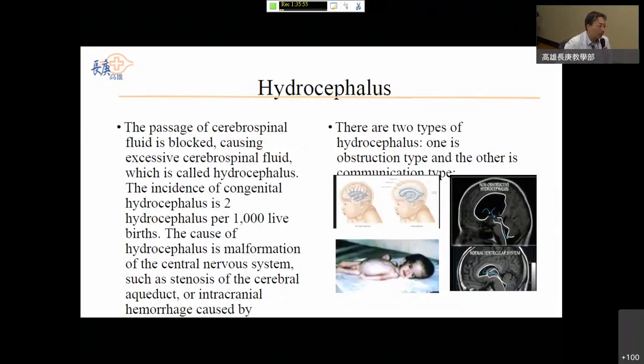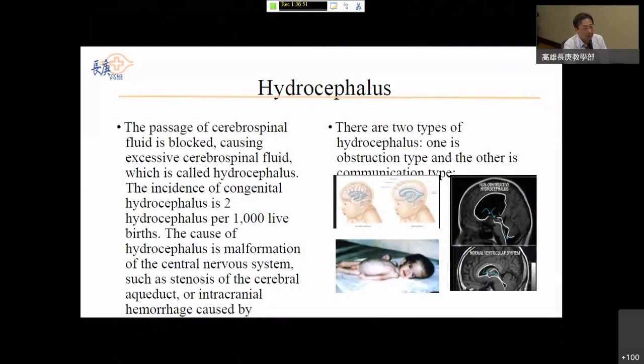Okay, and the third condition that we encounter in a neurological disease in childhood is hydrocephalus, okay? Hydrocephalus, as we can see in this picture, the brain is filled, right? The baby is having a big head, okay? And what it causes is the cerebral fluid accumulated in the brain, okay? The cerebral fluid accumulated in the brain. And the cause of hydrocephalus can be either a stenosis of the cerebral aqueduct or intracranial hemorrhage, okay, caused by the blood vessel destruction, okay?